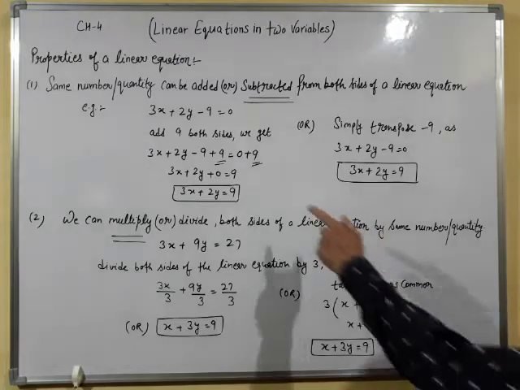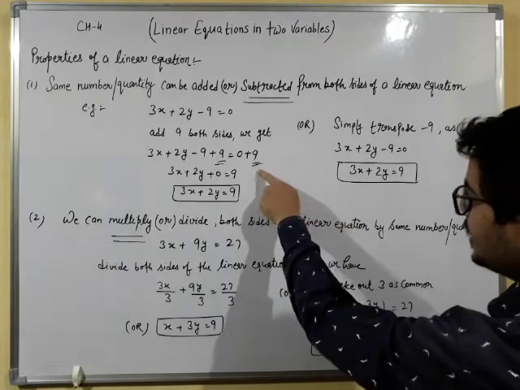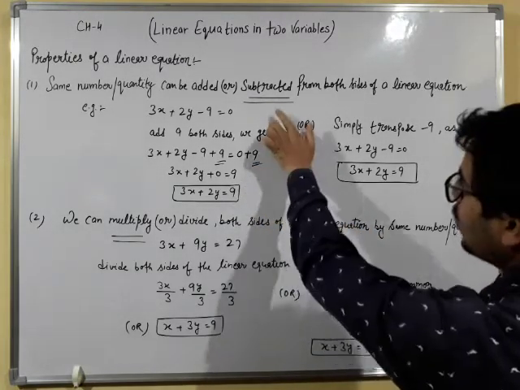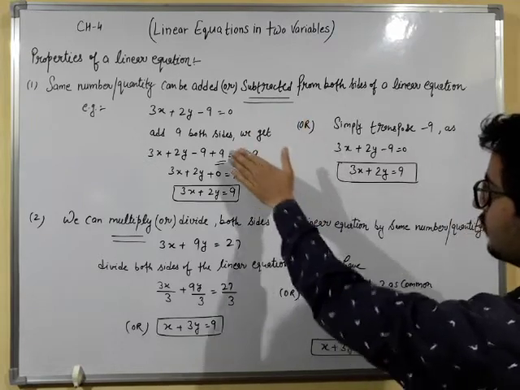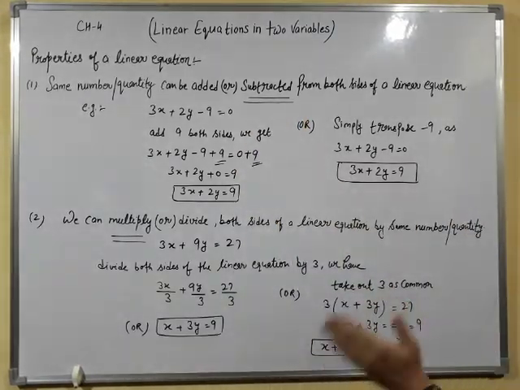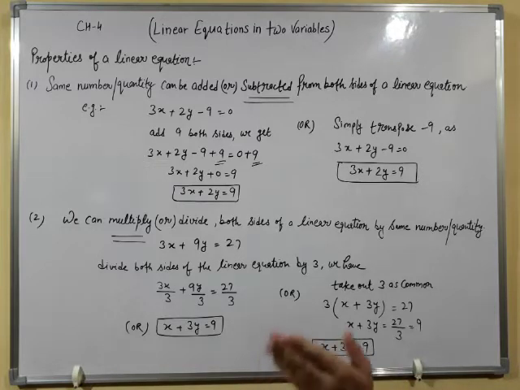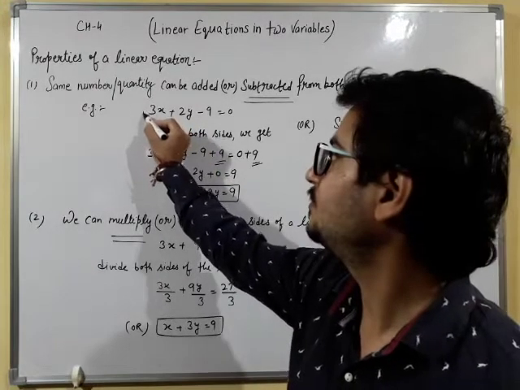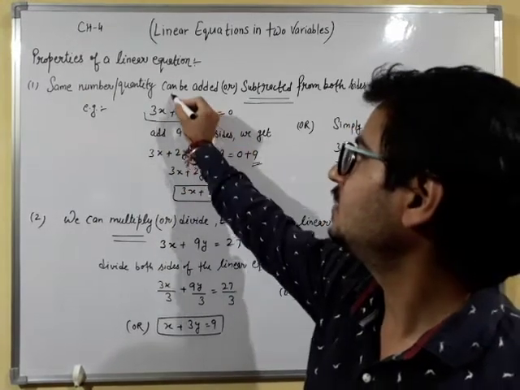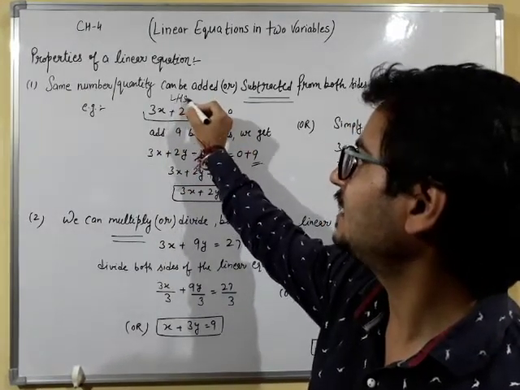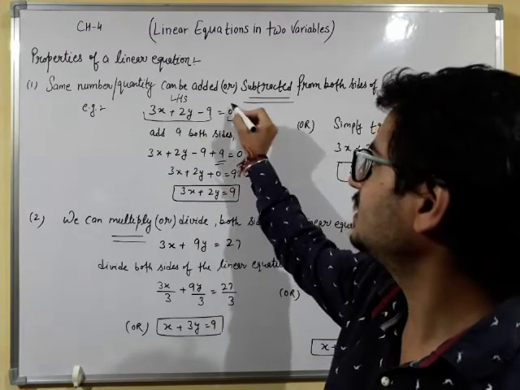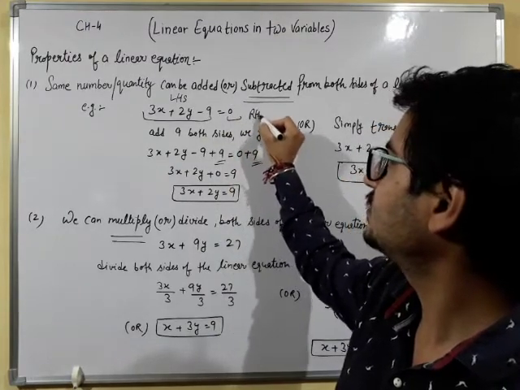So in this example we have added 9. You can also subtract 9 from both parts of the equation. Both parts of the equation, yes, the equation has two parts. First part is your left hand side and second part is your right hand side. So this part is known as your left hand side and this part is known as your right hand side.